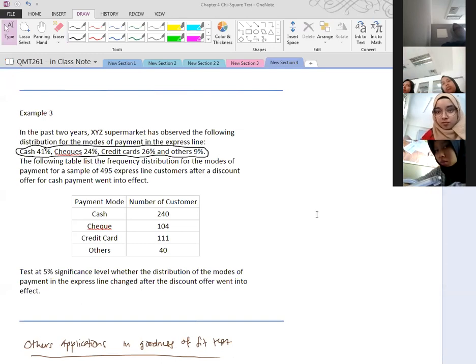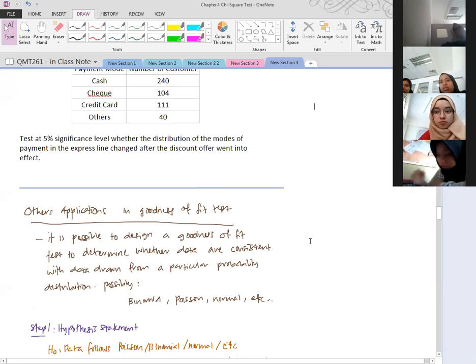So now we're going to look at another application of the goodness of fit test, which is we can test whether the distribution of data follows a certain distribution or not. But we're going to focus on binomial and Poisson, even though we can do it with normal distribution or other distributions. The steps are the same.